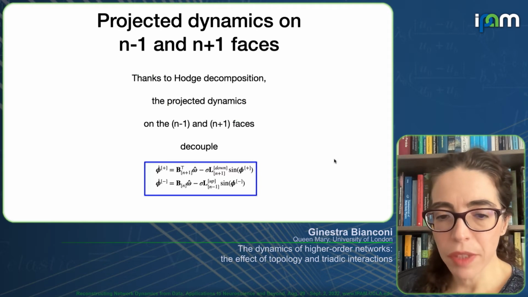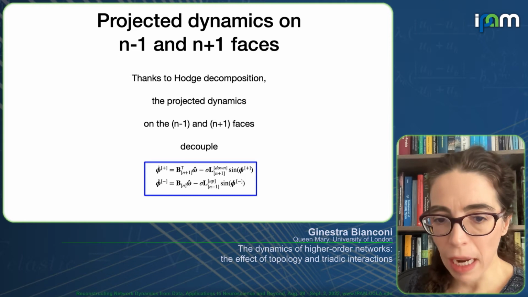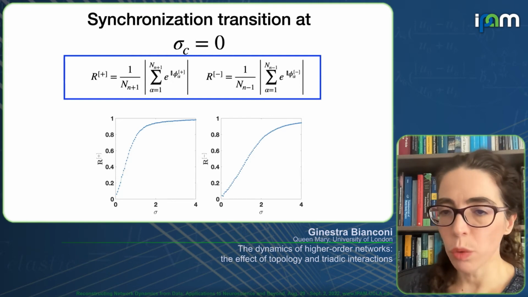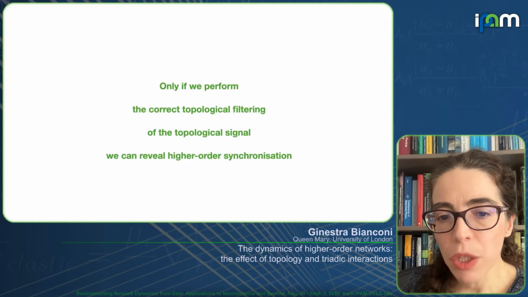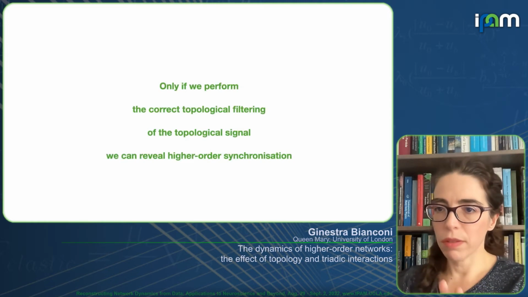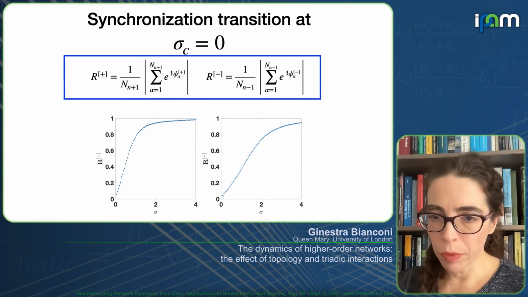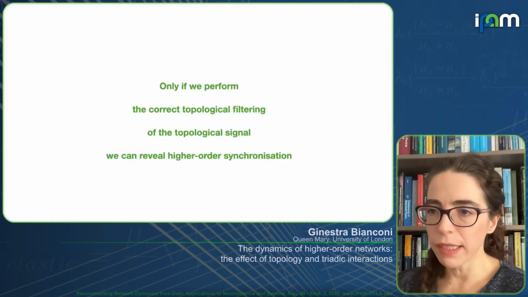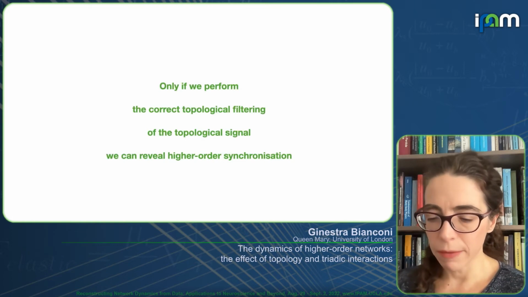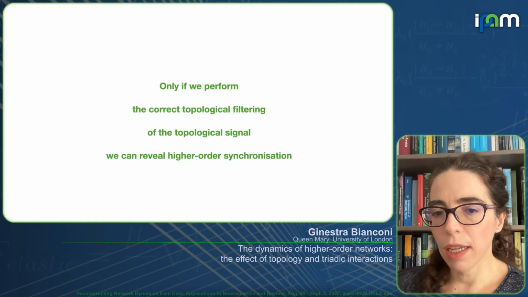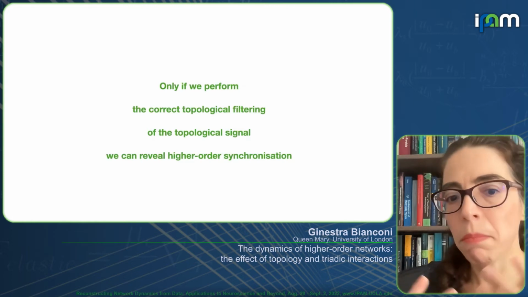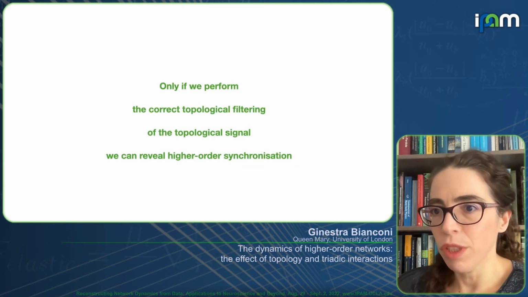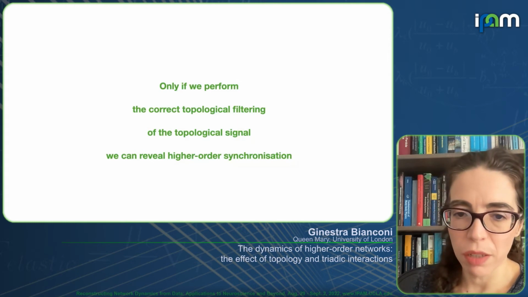So these two projected dynamics are totally decoupled, and they lead to a synchronization at zero coupling of the two projected dynamics. But interestingly, you will not be able to find the synchronization if you don't distinguish between these two components, which correspond to the solenoidal and the irrotational component of the signal. So you really need this filtering. You really need the Hodge decomposition to reveal that. And this is a little bit like Fourier filtering. It's nothing very challenging, but it's something that you need to know, that you need to do to observe that.